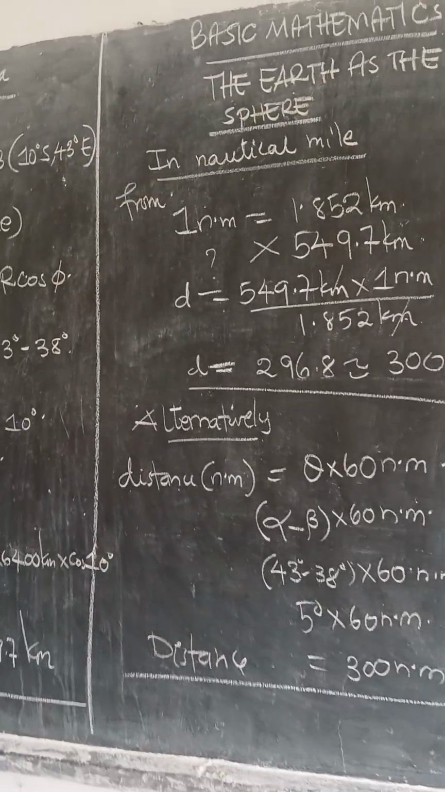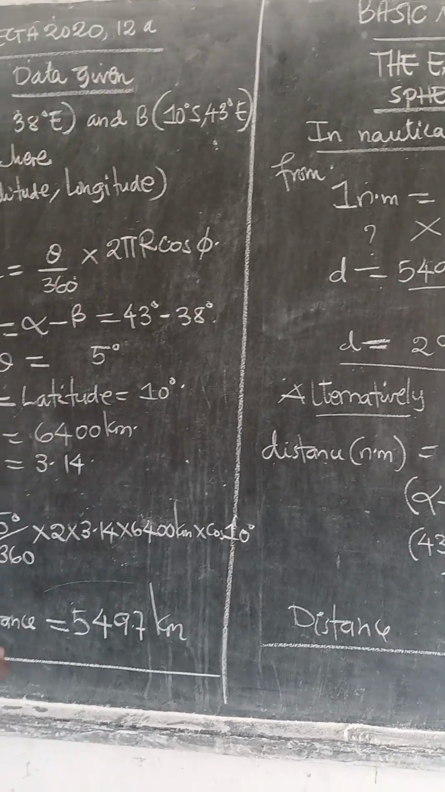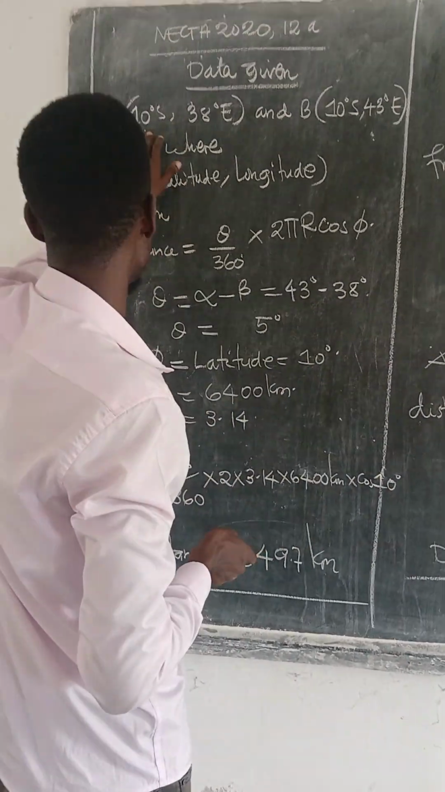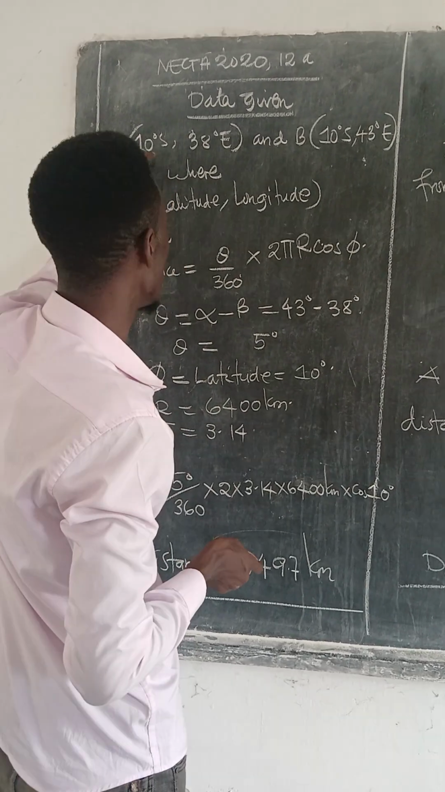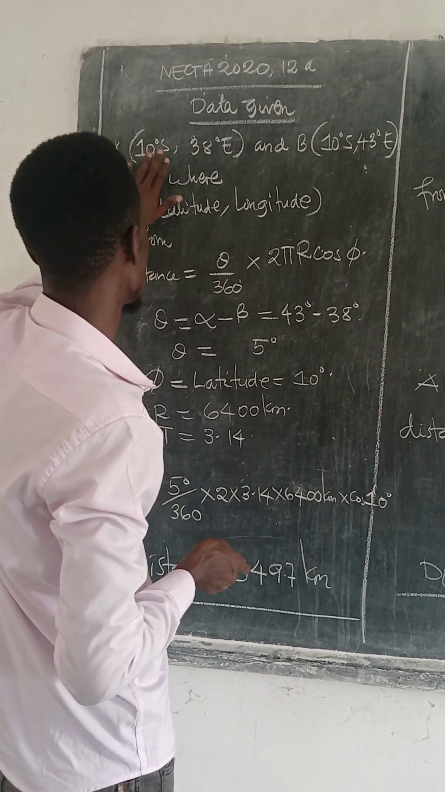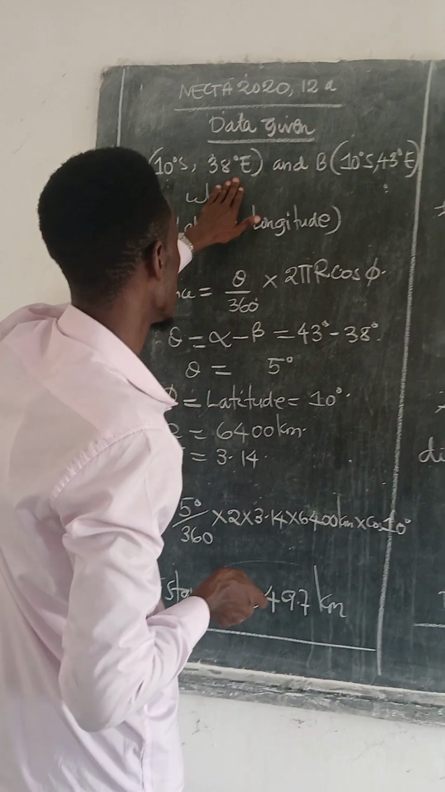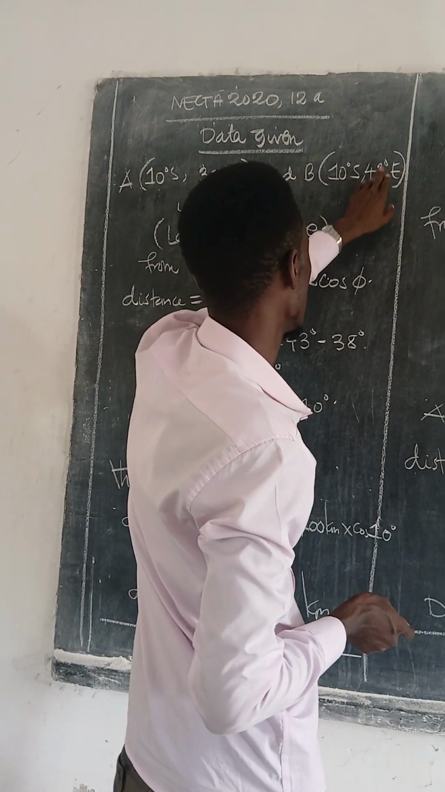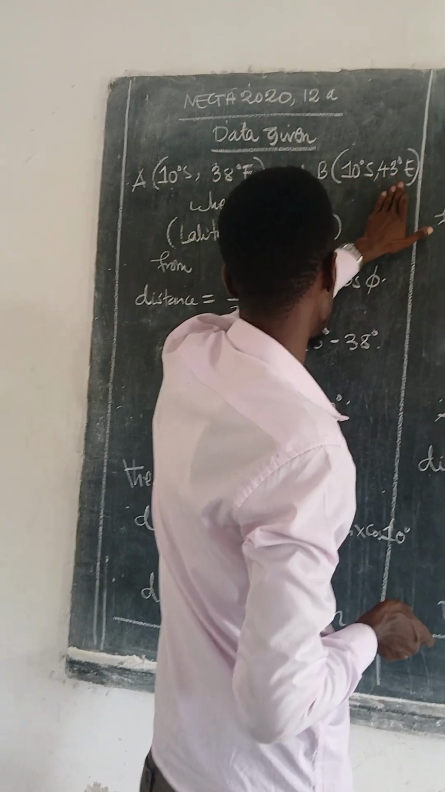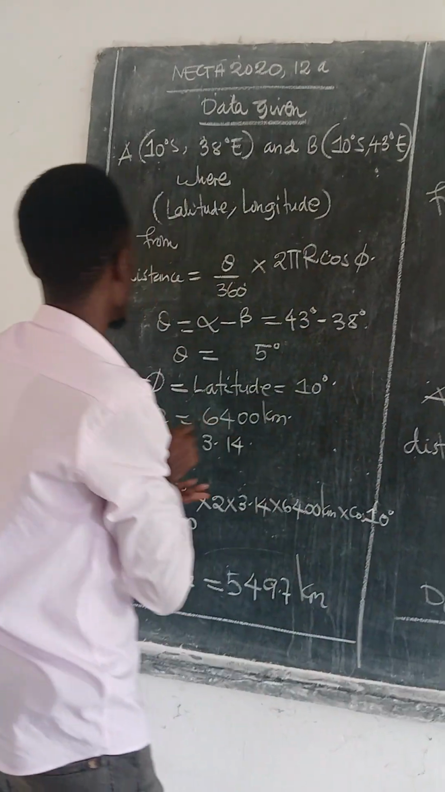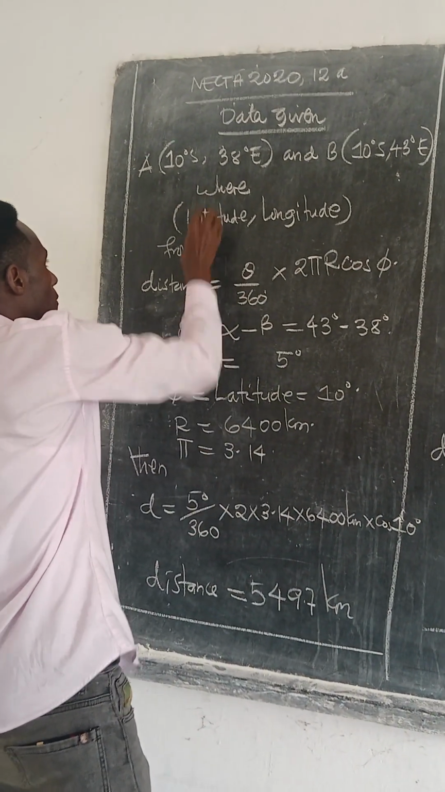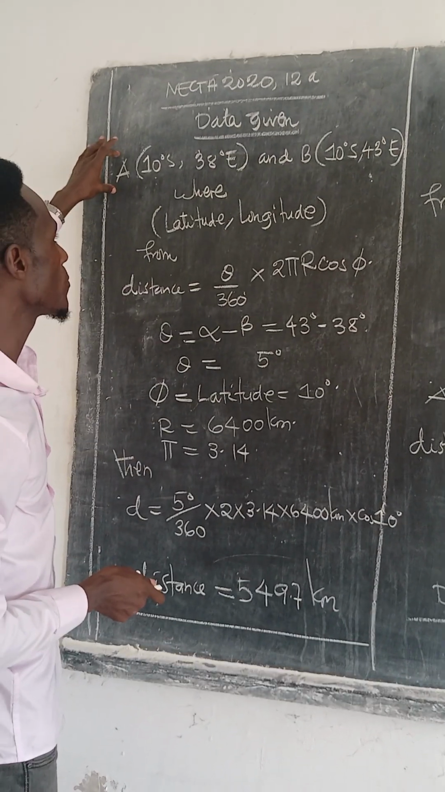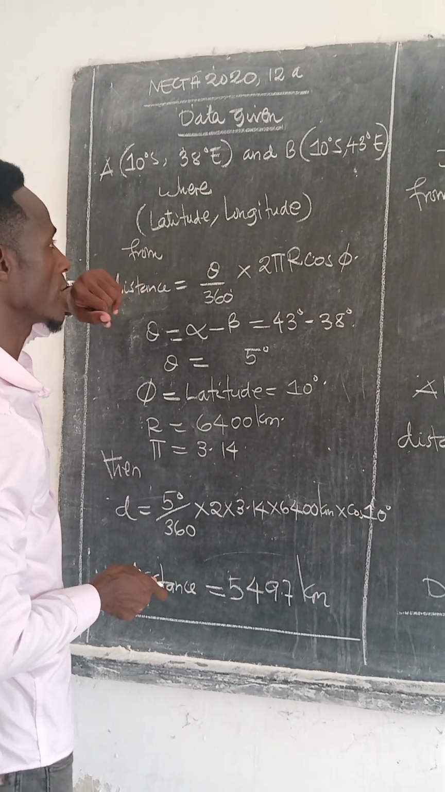We are going now to start with the data given. Data given, we have point A and point B. On naming this, actually it is latitudes and longitudes. Even this point B, 10 degrees south, then 43 degrees east. This is latitude and this is longitude, as I have written here. So now we know that you have these two points, A and B, on the sphere.